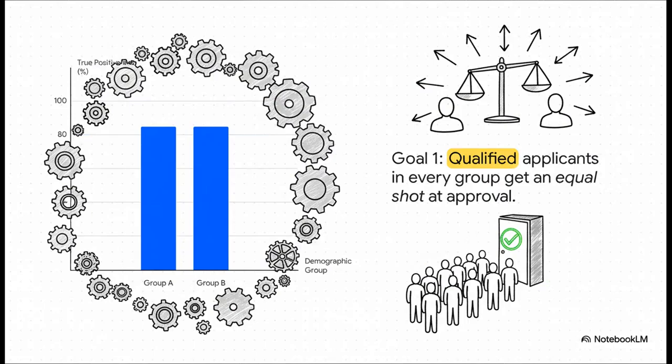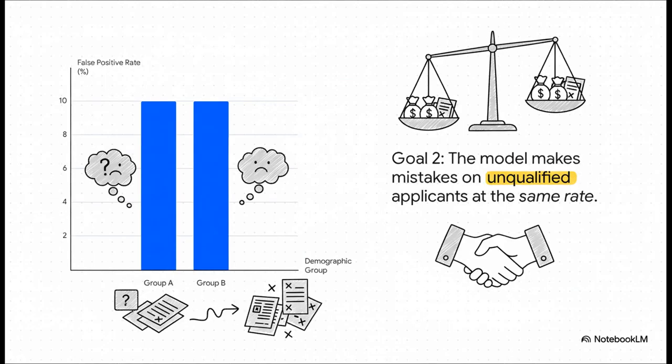So condition number 1, the model absolutely has to give qualified applicants in every single group an equal shot at getting approved. This is just like what we saw with equality of opportunity. The true positive rate has to be the same for everyone. And then there's condition number 2. It also has to make mistakes on the unqualified applicants at the same rate for all groups. You see what this does? It makes sure no single group is unfairly getting loans they don't deserve more often than another group. It's about being fair in both your successes and your failures.